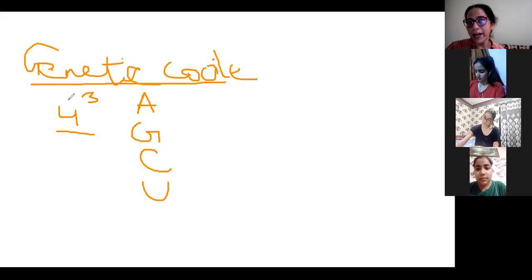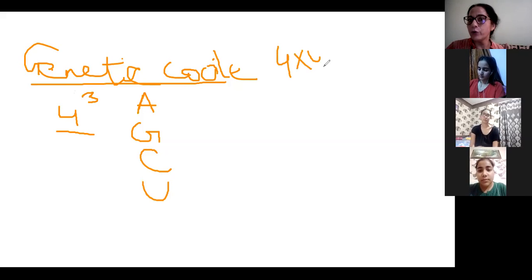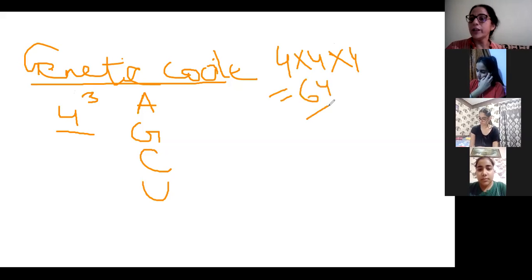These 4 nitrogen bases combine with each other in 3 ways, so that their total number of codons is 4 into 4 into 4, which equals 64. So in the genetic code there are a total of 64 codons, and each codon is made of 3 nitrogen bases. A checkerboard was given, and in this checkerboard, what was there?